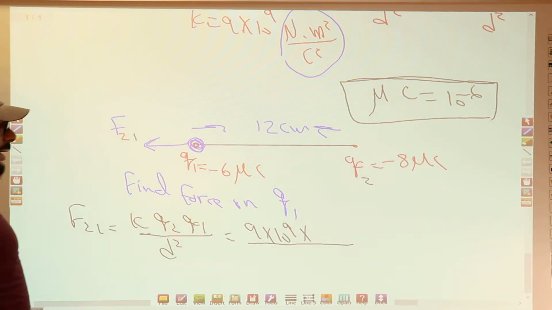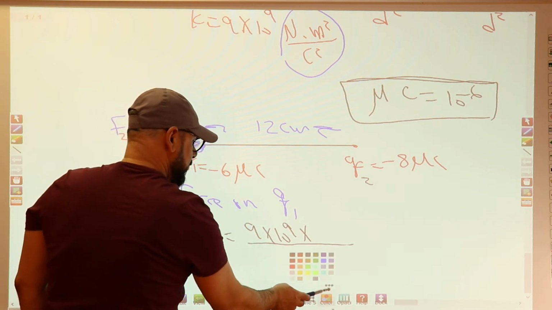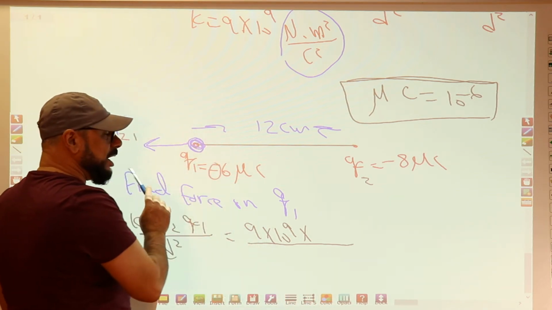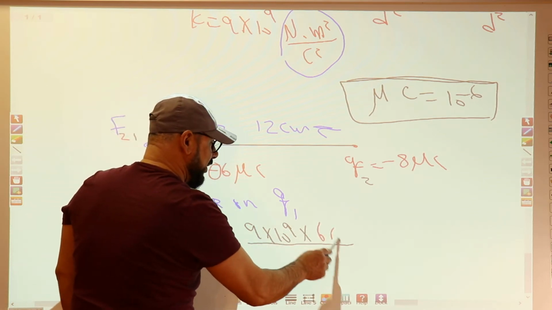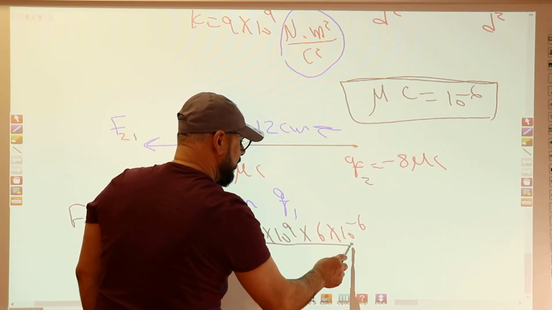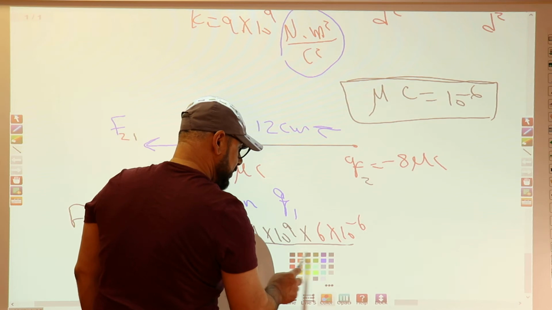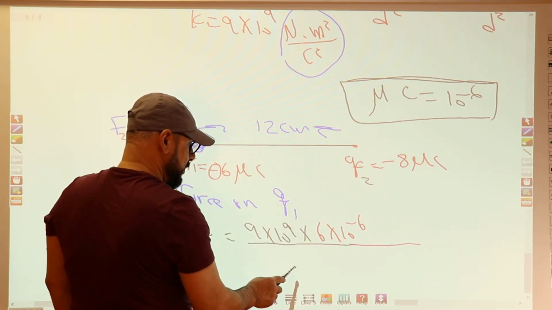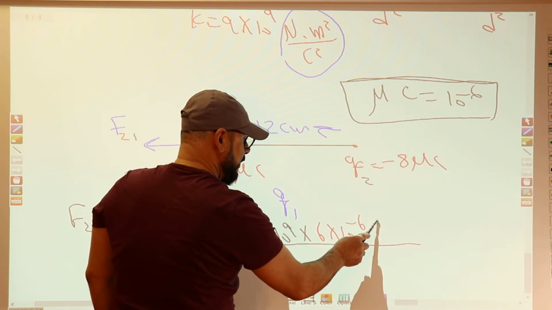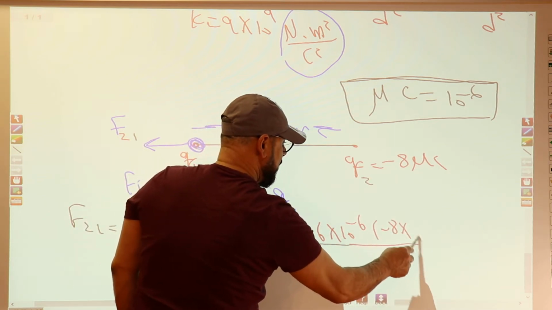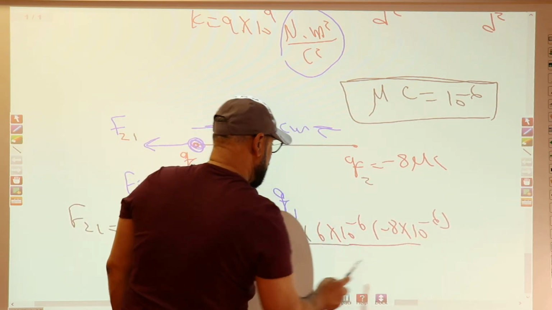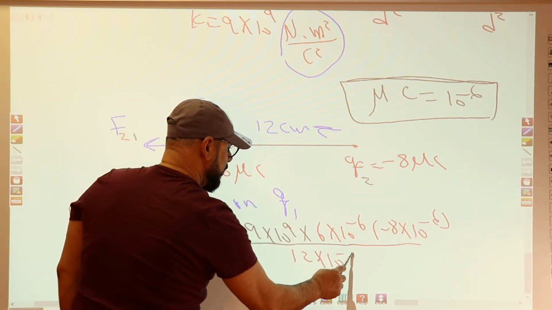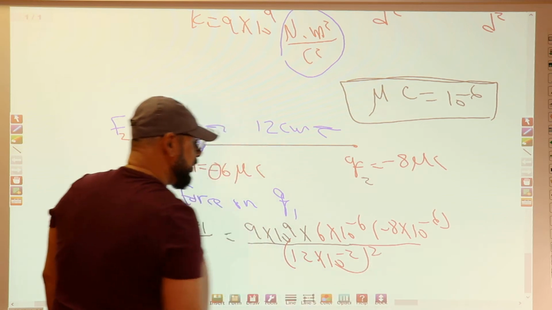9 times 10 to the 9. And the two charges, disregard the negatives. You don't use the negative. 6 times 10 to the negative 6, and the other one, 8 times 10 to the negative 6, over D squared, which is 12 times 10 to the negative 2, squared.